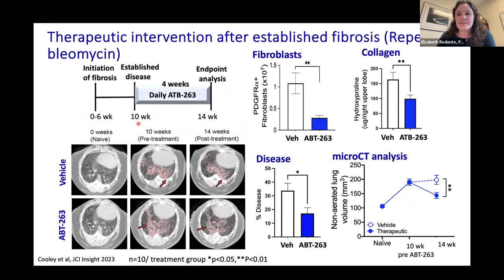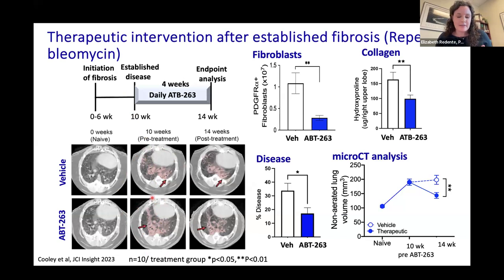We allowed the mice to develop fibrosis. So they had established disease. And we can see that here looking at the CT scans, the fibrotic area is overlaid in red. So this is the time point where we began our therapeutic intervention. So all the animals were fibrotic. And we know from our time course studies that the fibrosis is going to persist.